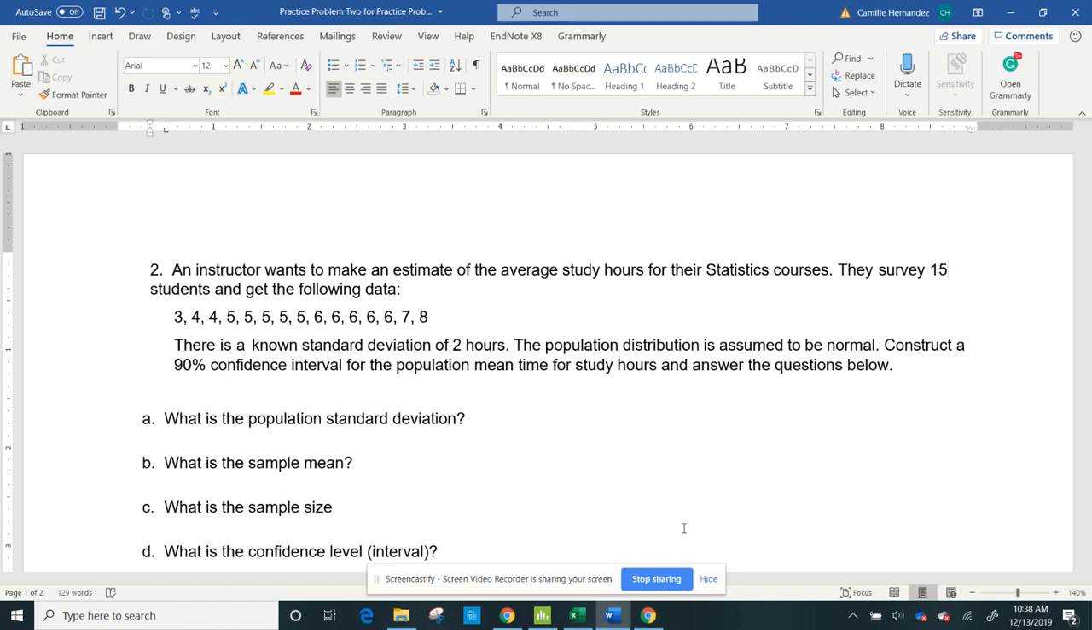There is a known standard deviation of 2 hours. The population distribution is assumed to be normal. Construct a 90% confidence interval for the population mean time for study hours and answer the questions below.